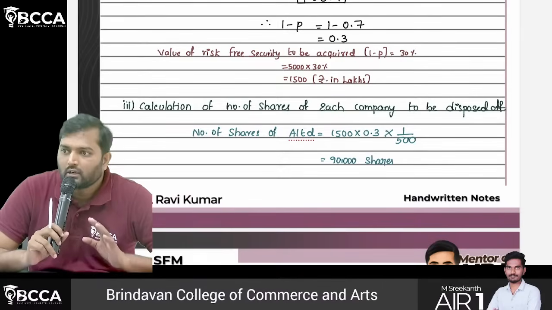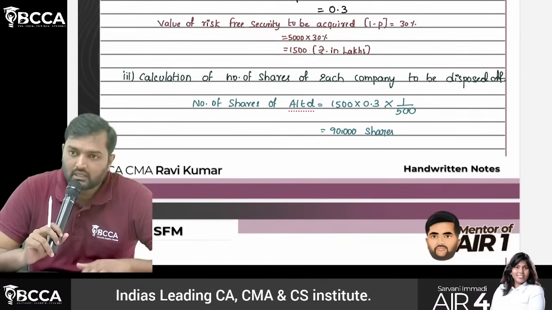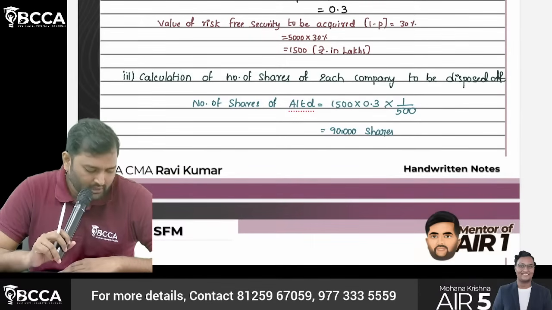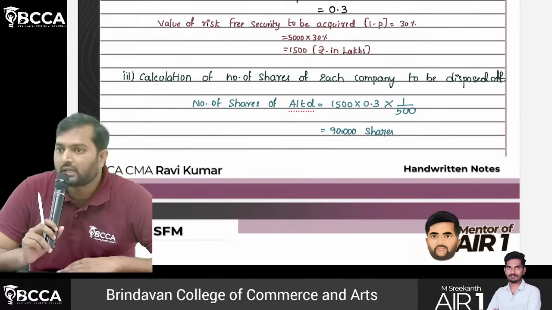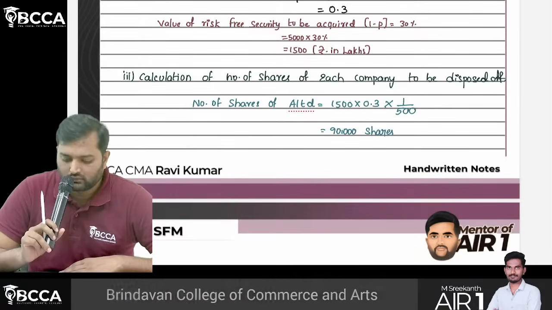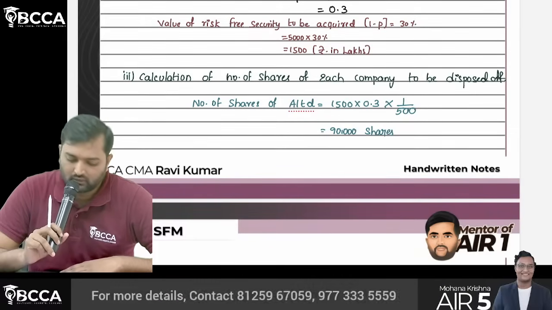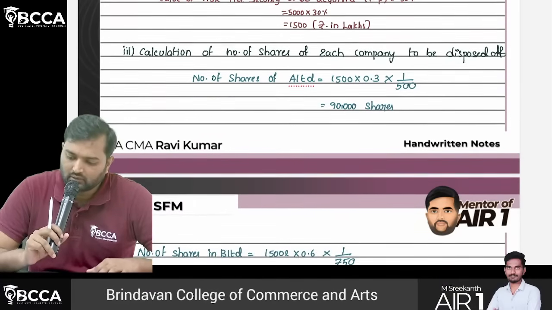Sell the shares proportionately. So 1,500 lakhs is the risk-free investment, yes or no? So we are going to sell A Limited, B Limited and C Limited shares proportionately. So 1,500 lakhs into 0.3 into 1 by 500. What is that 500? Market price per share. They are asking you to find out the number of shares. So 90,000 shares is the answer. Next.